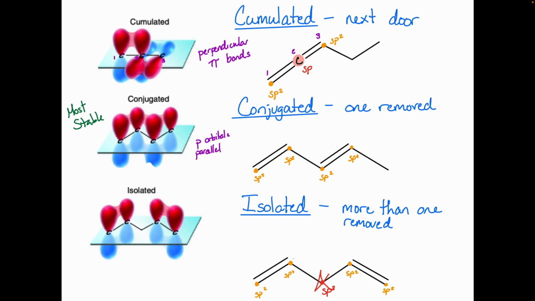On the flip side, our cumulated dienes, where we have this weird perpendicular one pi bond crammed right up against the other pi bond, perpendicular. This has a destabilizing effect. These are our least stable dienes. All right, and then isolated dienes, they're really no more or less stable than regular old alkenes. These are kind of in the middle here, our average stability.